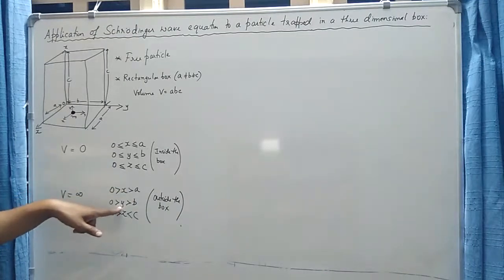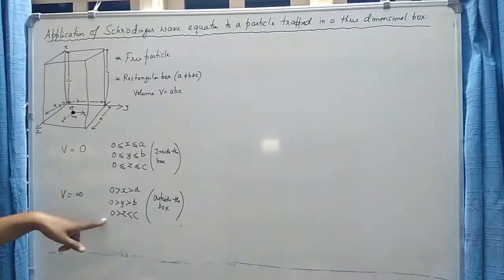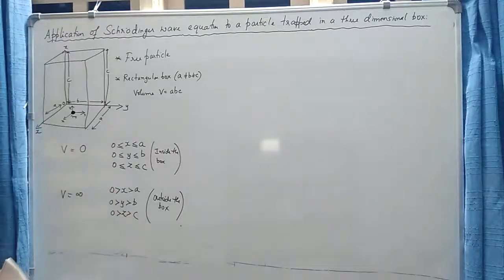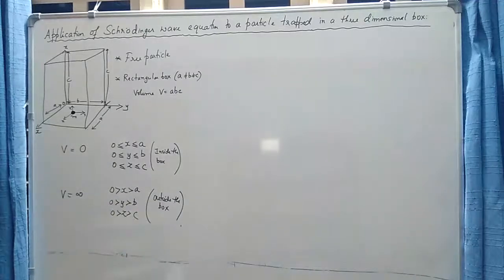Similarly, the position of the particle along the y-axis, y is less than 0 or greater than b, and along the z-axis, z is less than 0 or greater than c, which represents the region outside the box. The potential energy is equal to infinity.